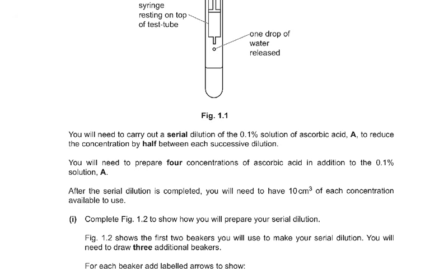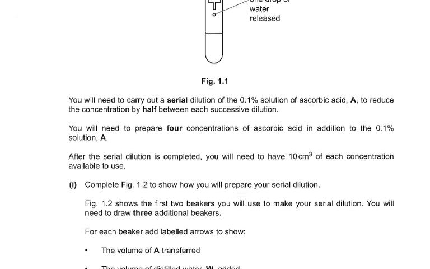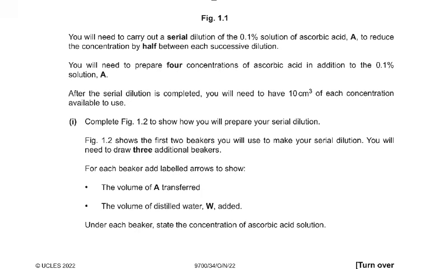Then it says you will need to carry out a serial dilution of the 0.1% solution of ascorbic acid. So everything has to be less than 0.1, it can't be more than 0.1. Solution ascorbic acid A, to reduce the concentration by half. So what will be the half of 0.1? It will be 0.05. So 0.1 divided by 2 will give you the half. So it's the concentration halved between each.